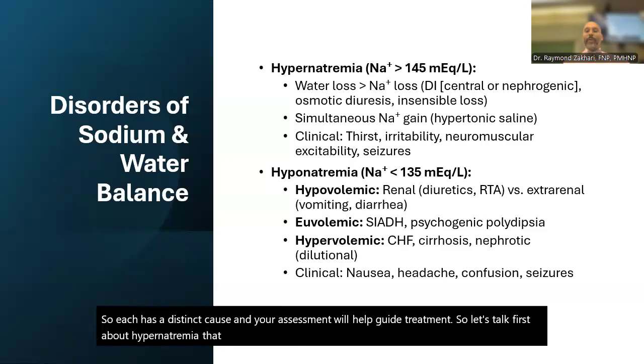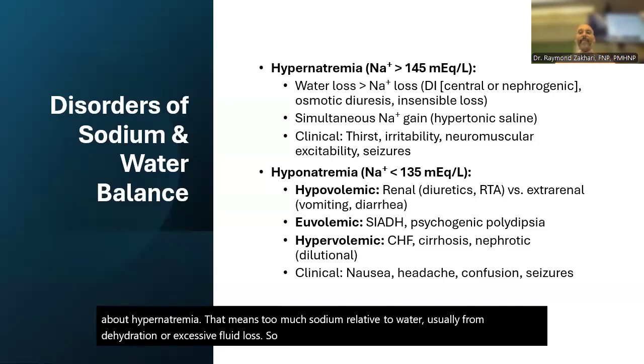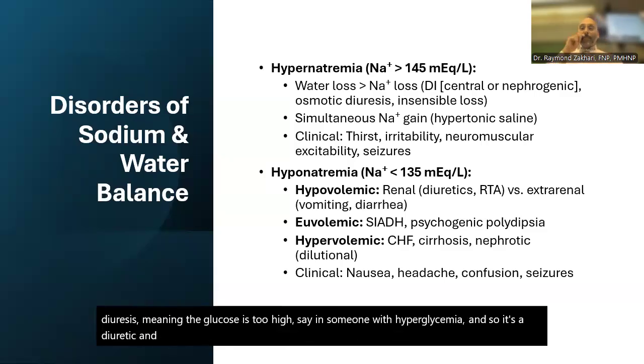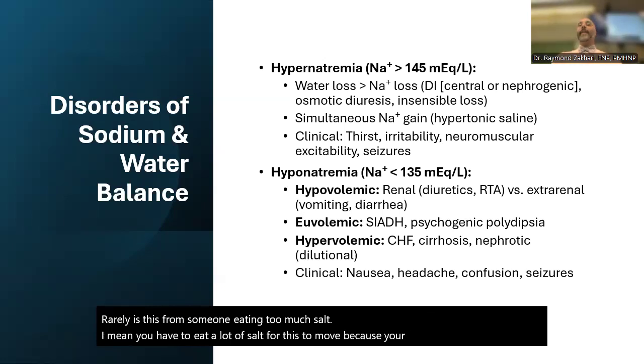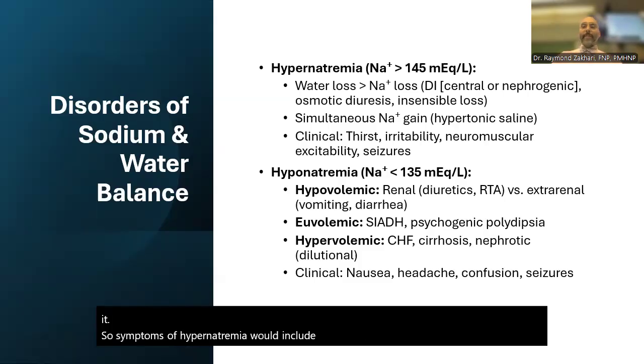That means too much sodium relative to water, usually from dehydration or excessive fluid loss, so diuretics. Diabetes insipidus can cause this. Osmotic diuresis, meaning the glucose is too high, say in someone with hyperglycemia, so it's a diuretic and they're peeing it out. Someone with fever or burns. Rarely is this from someone eating too much salt. I mean, you have to eat a lot of salt for this to move because your kidneys are great at excreting it. So symptoms of hypernatremia would include irritability, neuromuscular excitability, seizures, cell shrinking. Why might the cell shrink?